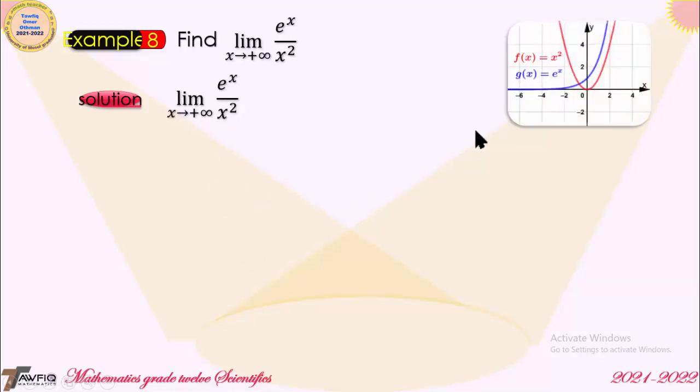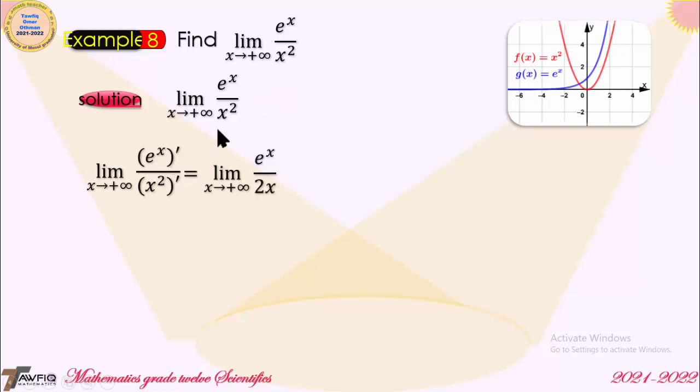Example number 8. Find the limit when x approaches positive infinity of e to the power x over x squared. Limit when x approaches positive infinity, e to the power x over x squared. As drawn here, you can see when x goes to the positive infinity, both of them go to the positive infinity. Therefore, it is positive infinity over positive infinity. That means it's an indeterminate form. We must take the derivative.